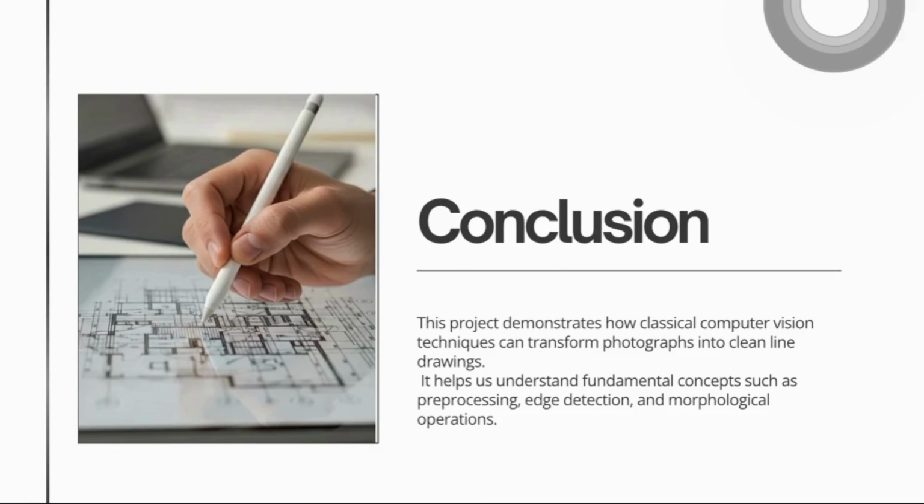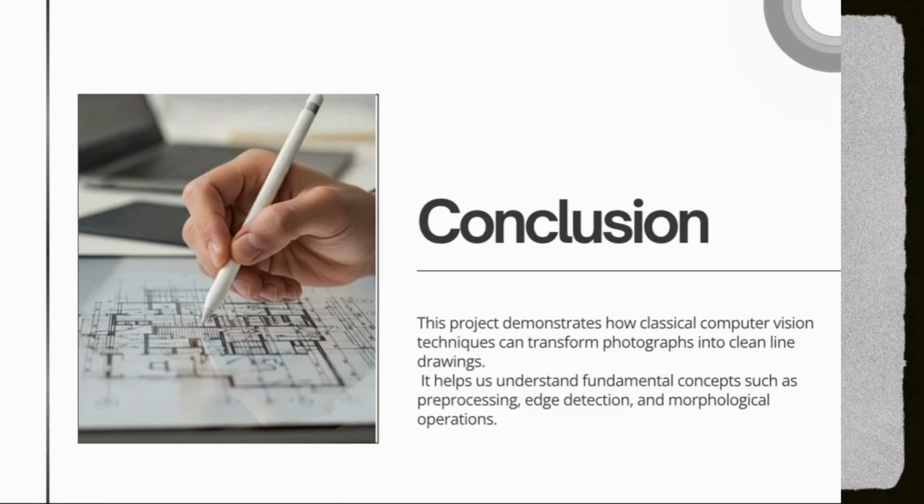Conclusion. So this is it for our project, and this project demonstrates how classical computer vision techniques can transform photographs into clean drawings. So a random photograph into a pencil drawing, making it look like someone drew that. It helps us understand fundamental concepts such as preprocessing, edge detection, and morphological operations, like whatever I said in the previous slides. Thank you.